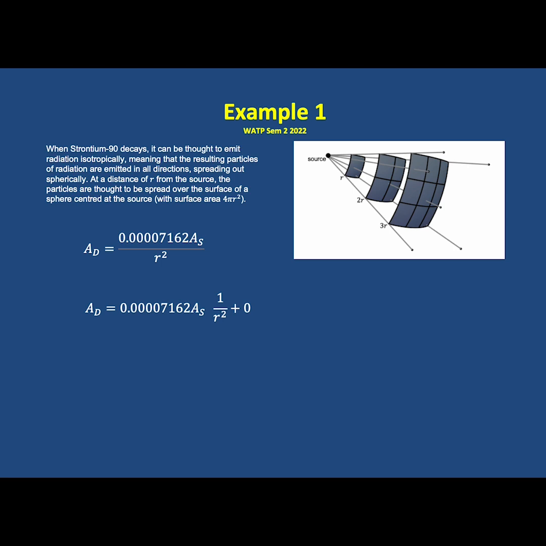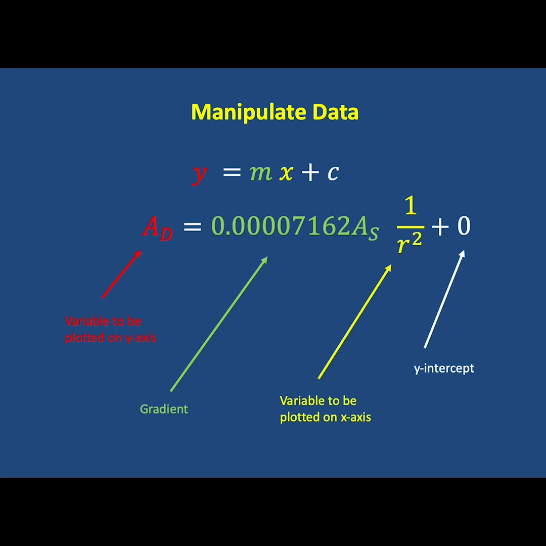So in order to make this look like a y equals mx plus c equation, all we've got to do is take the distance data, square it, and find the inverse of it. This is easier to see if we color code the two equations. The target equation, y equals mx plus c, which is the linear equation, color coding that one, and then color coding our given equation, AD equals 0.00007162 AS multiplied by 1 over r squared plus 0.